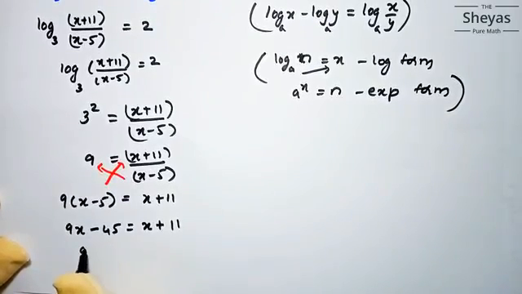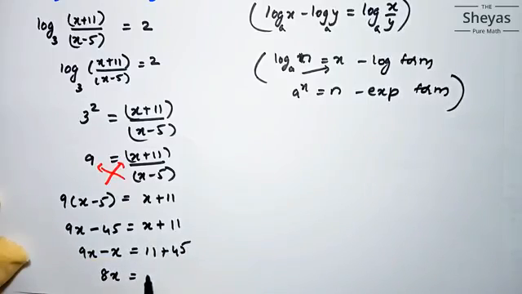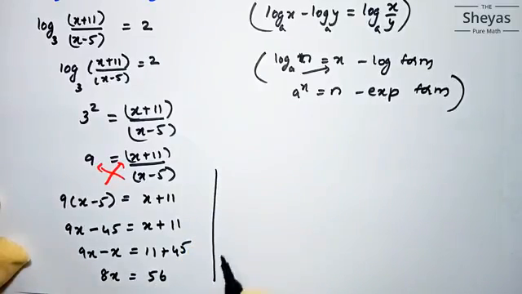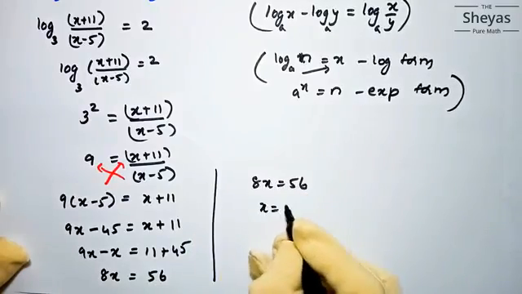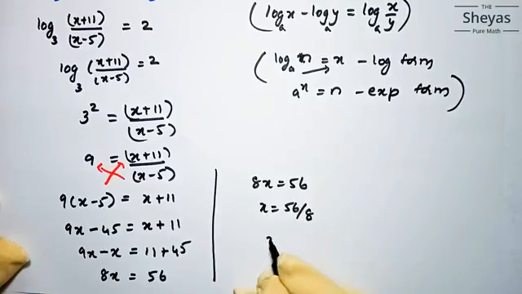Then 9x, I am keeping this as such, and this x I am bringing to the other side. So it will be minus x, and 11 will be here as such, and when you take this 45 to the other side, it will be plus 45. So 8x is equal to 56. So x is equal to 56 over 8. So x is equal to 7. So the required answer is x is equal to 7.